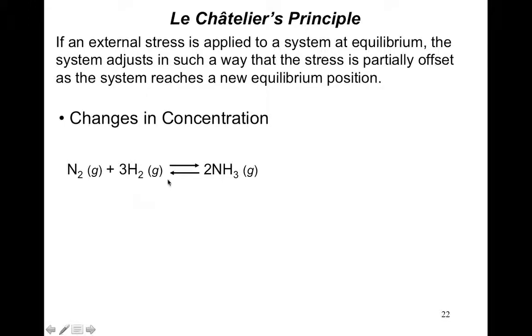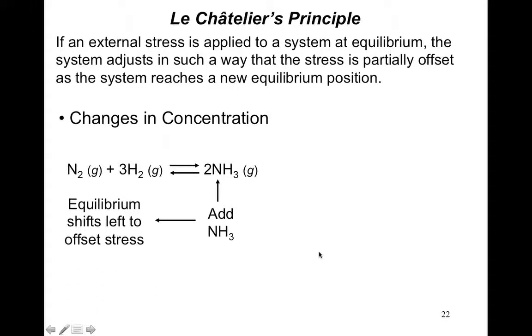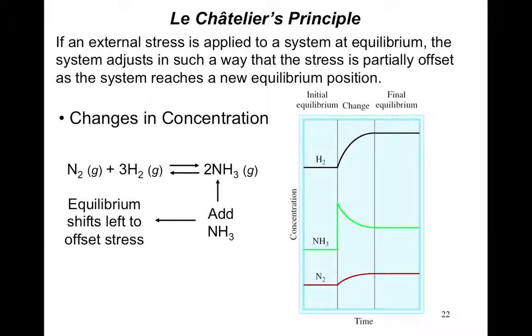If this is at equilibrium right now, and I increase the amount of hydrogen concentration to relieve that stress, the equilibrium will shift to the right. We'll make more ammonia. If I increase the ammonia concentration to relieve that stress, the equilibrium will shift left. Stuff like that. So Le Chatelier's isn't too bad. If we add NH3, equilibrium shifts to the left to offset the stress of having more ammonia. And so here's Le Chatelier's principle in a graph.